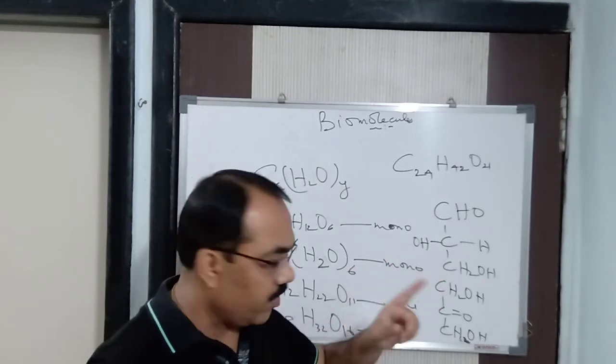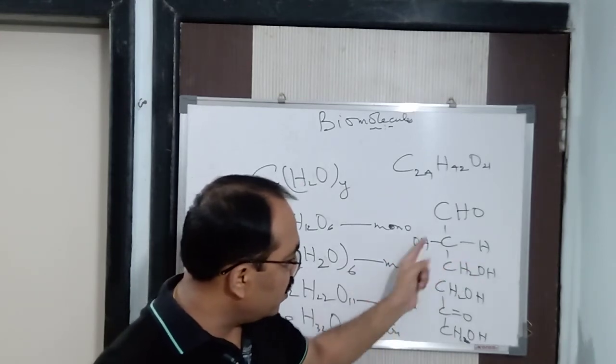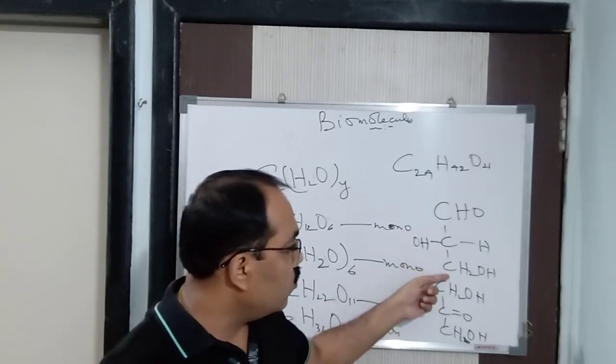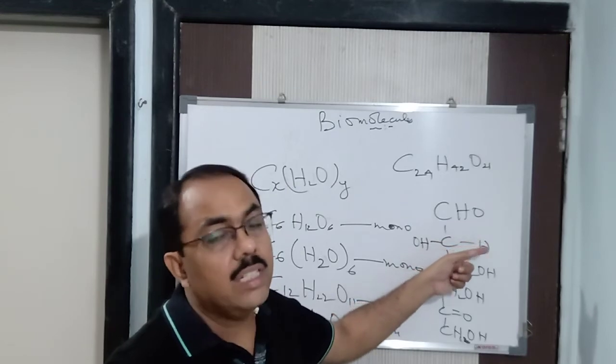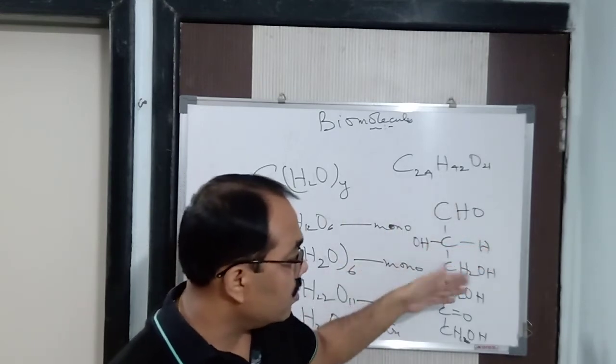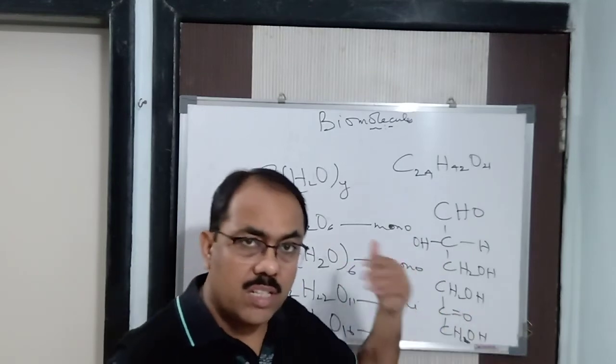Actually, how do we define D and L? Compared to this CH2OH, if OH is on the left, then it is said to be L. Compared to this CH2OH, if OH is on the right, this is said to be D, capital D. This applies in trioses, tetroses, pentoses, hexoses, and anything.